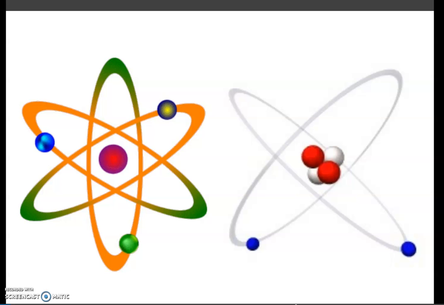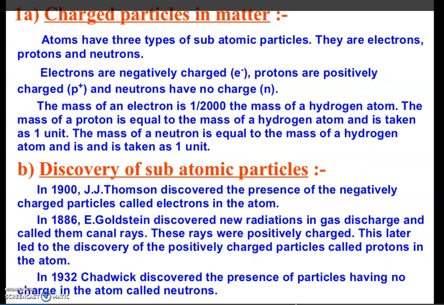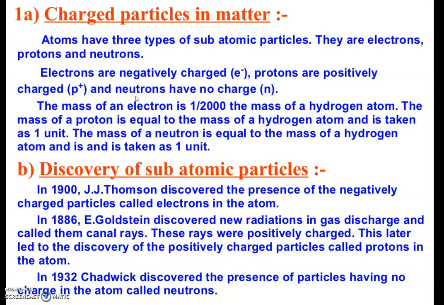So we know this is the structure of atom. And first we start: atoms are made up of charged particles. What are the charged particles? Atoms consist of three charged particles. What are they? Protons, which have positive charge. Electrons, negatively charged. Neutrons have no charge. So what are the particles of an atom or matter? Protons, neutrons and electrons. Every matter is made up of these three particles.